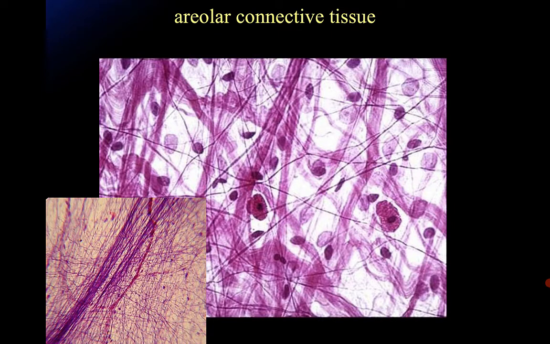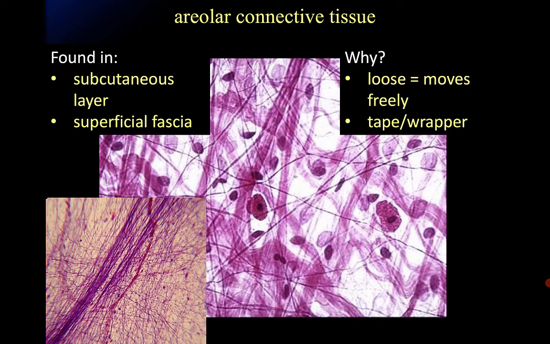We see a couple images here, and the fibers are not tightly packed for the most part. They're rather far apart. That's going to give this thing a great deal of flexibility. As we start to think about where it's located, that flexibility is important. This is found in what we call our subcutaneous layer and superficial fascia.